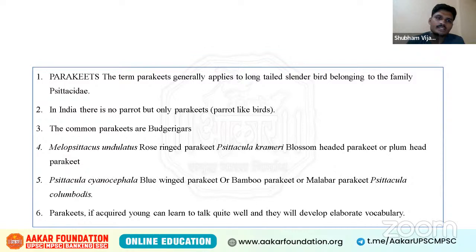And in India, there is no parrot, but only parrot-like birds, and those are called the parakeets. Common parakeets are the budgerigar, Melopsittacus undulatus, or Psittacula krameri. These are some of its scientific names. This first one is for the budgerigar, and the rose-ringed parakeet, and the next one is the blossom-headed. These are some of the types of parakeets.